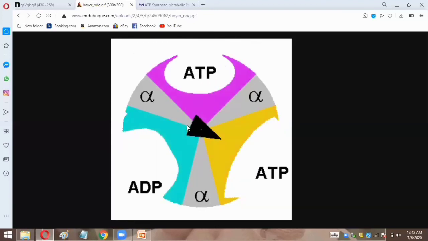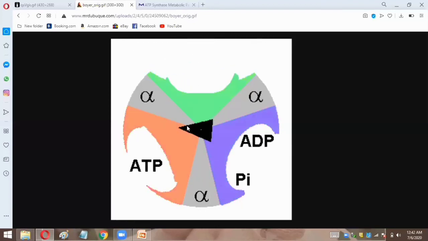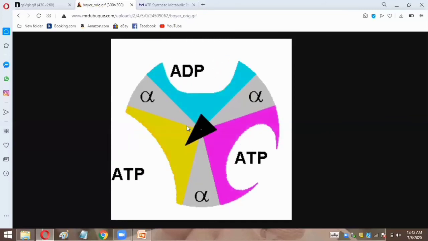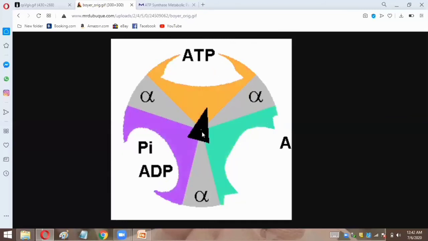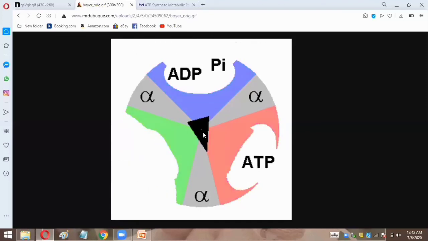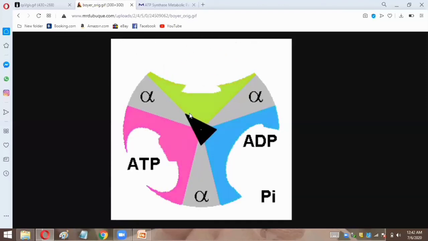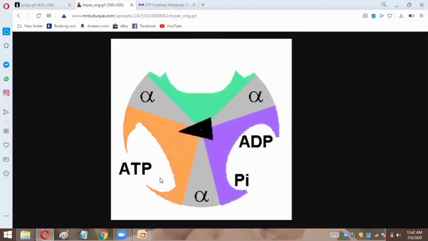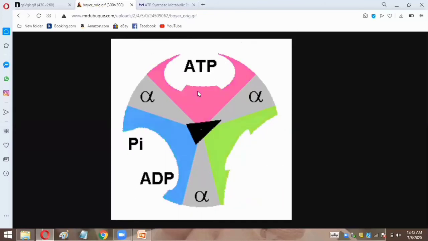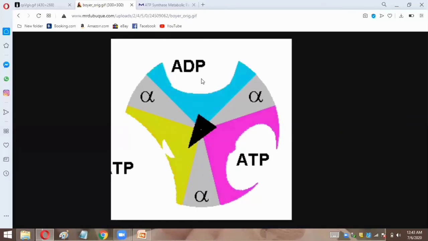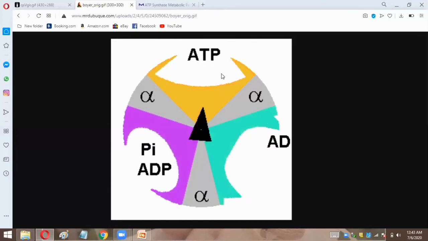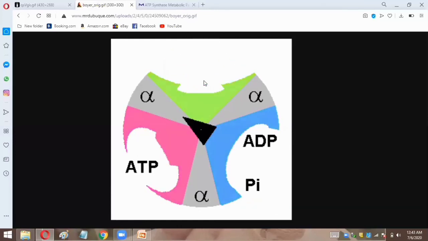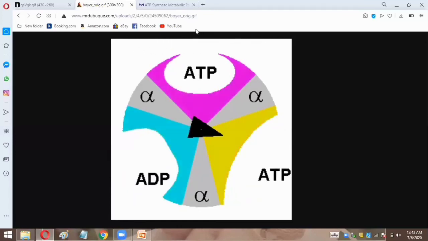The rotation is caused by the energy driven by the transfer of protons from the intermembrane space to the matrix by the C subunit of the F naught subunit of the ATP synthase, due to which the rotation of the gamma unit occurs. When this gamma subunit rotates, conformational changes occur in the beta subunit in three forms. When it is in the loose form, ADP and inorganic phosphate will bind, then it will become tight ATP and then open. When it gets open, the ATP is released.